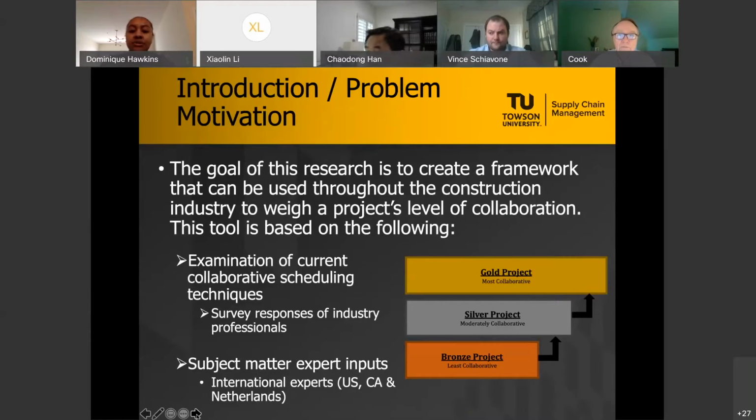Essentially what this tool will do is allow industry professionals to input information about their own personal projects, and then based on the logic of the tool, the project will be labeled as bronze, silver, or gold. A bronze project would be the lowest ranking that you can get, so it's the least collaborative. Then there's a silver level, which is moderately collaborative, and gold is the highest ranking that you can get, at most collaborative. Next slide, please.